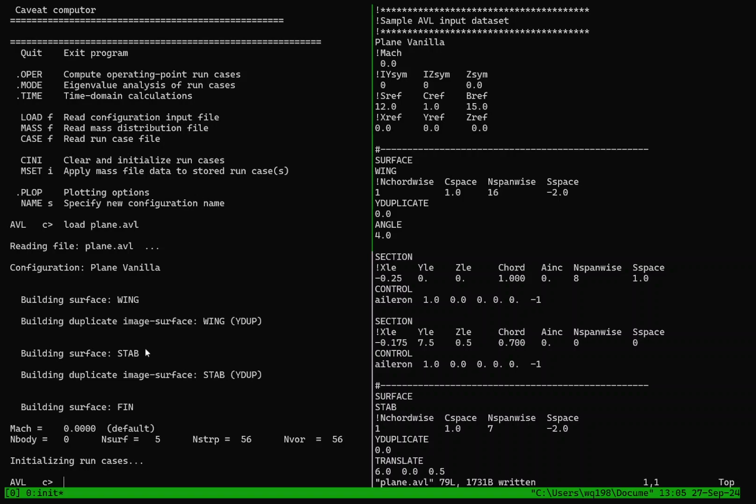So open AVL. Do you have the ROMs folder? Yes. Go to the ROMs folder, and then open plane.avl. Inside the ROMs folder. Oh, inside. Okay. I don't know how to get it, actually.